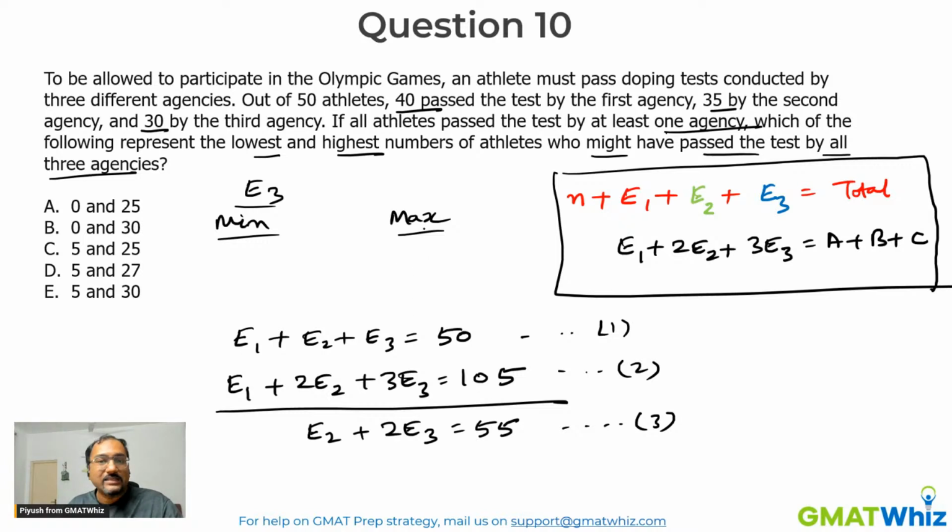So if I look at maximizing E3, I look at equation 3 over here. You can very clearly see that if I try to equate all the 55 to 2E3, I can give a maximum of 27 to E3, because 27 into 2 will be 54, and plus 1 will give me 55. So I have to satisfy this equation. And since we are talking about number of athletes, it can't be fractional. If it was a percentage of athletes, I could even make it 27.5. So I have 27 as the maximum value possible.